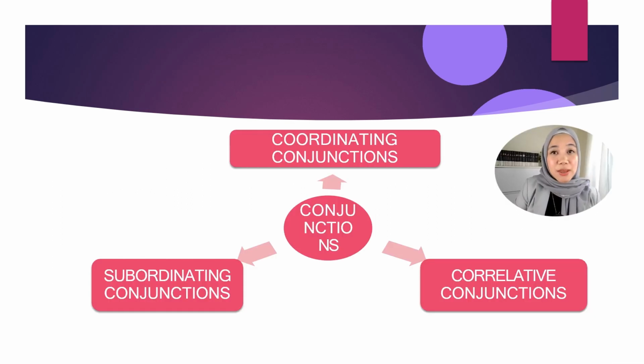Alright, so there are three types of conjunction that we're going to discuss today. The first one is subordinating conjunction. The second one is coordinating conjunction. And the third one is correlative conjunction.